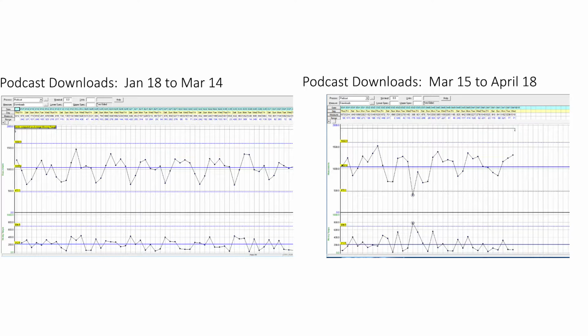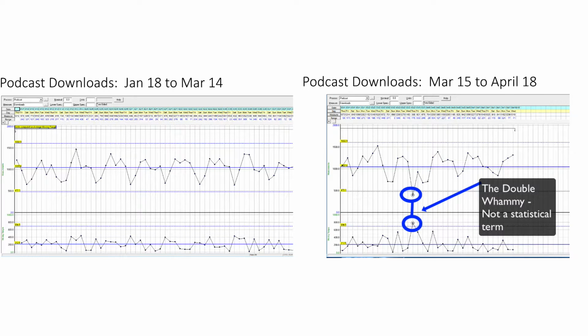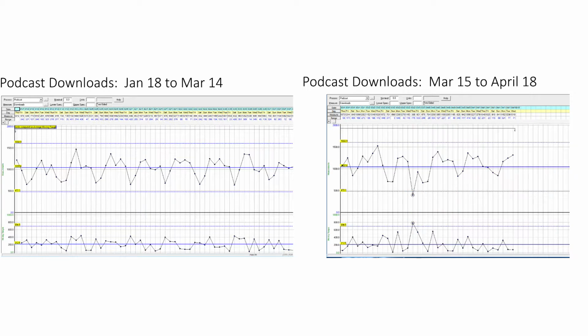Now, on an individuals and moving range chart, typically a moving range value outside the limits is accompanied by an individual data value soaring outside the upper limit or diving below the lower limit. So you have a double whammy in a way. Two things happening that alert you to, oh my goodness, there is a change in this time series.